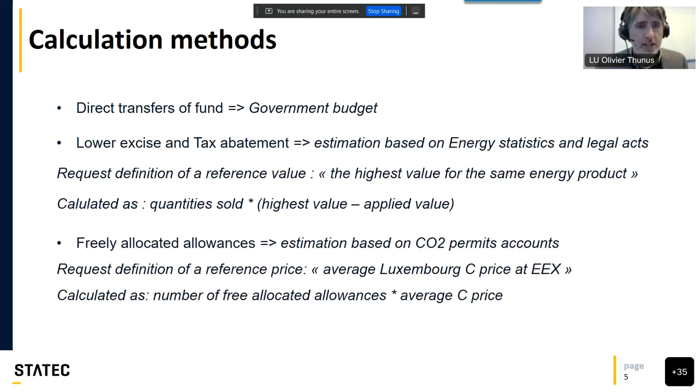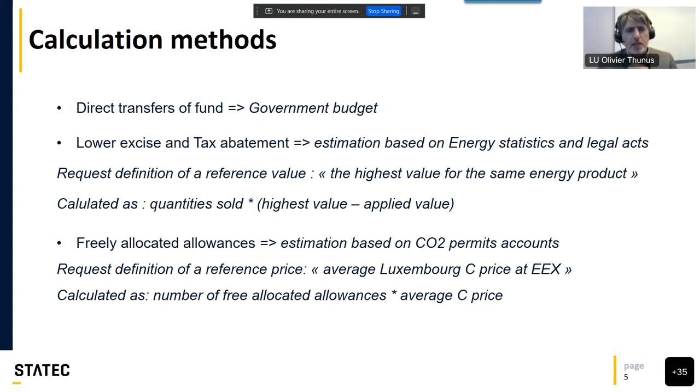One slide on the calculation methods for direct transfer. For the Sweden experience, it's quite easy to obtain the statistic from the government budget. Concerning the lower excise and tax abatement, in fact, we estimate statistics based on energy statistics and legal acts, because of course the excise is legal information.